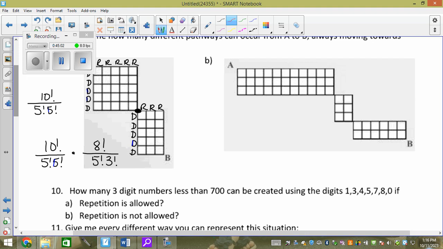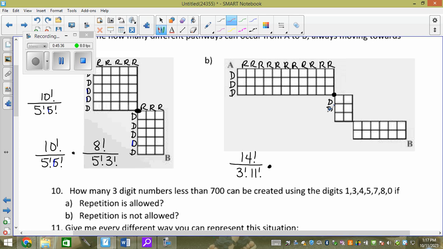Now this one would be D, D, D, R, R, R, R, R. D's are for down, R's are for right, not just random letters. So this one would have 3 factorial on the bottom, 1, 2, 3, 4, 5, 6, 7, 8, 9, 10, 11 factorial for the R's. What would go on the top? 14. 14 factorial. Then multiply.